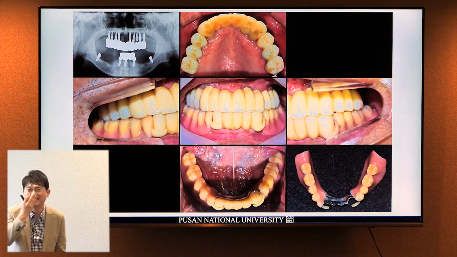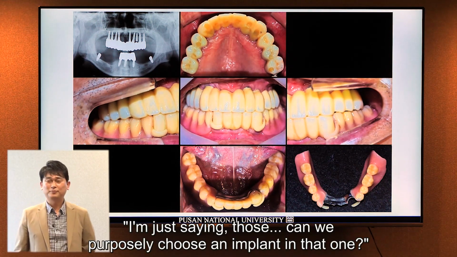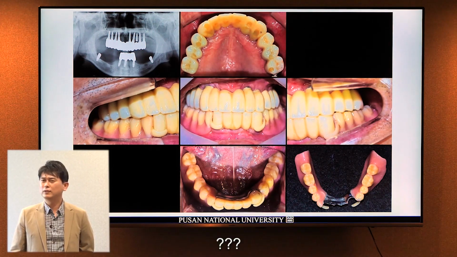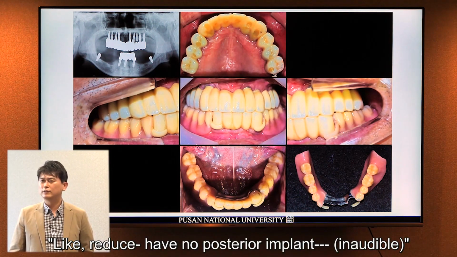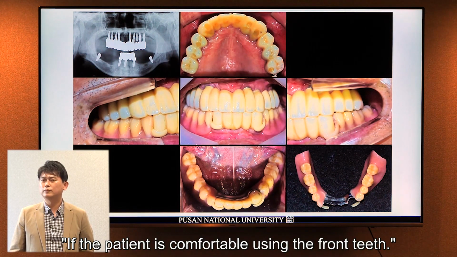Is it strange? So can we purposely trim the implants that way, like reduce the posterior bite, if the patient is comfortable using front teeth? Yes.